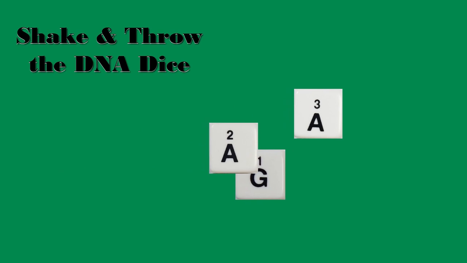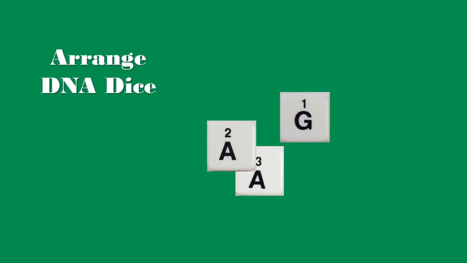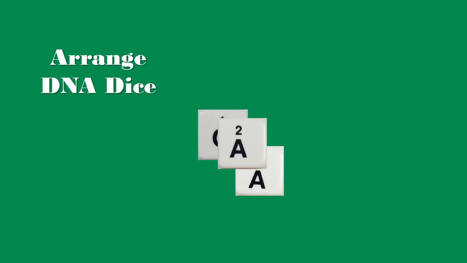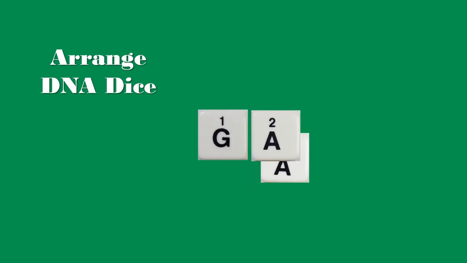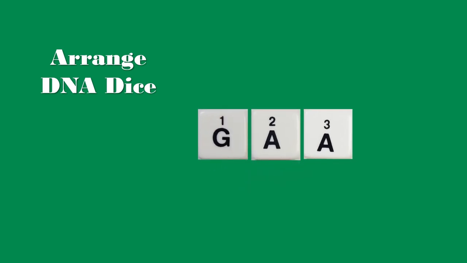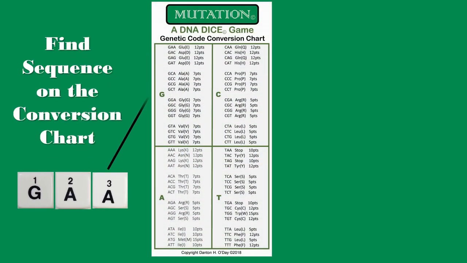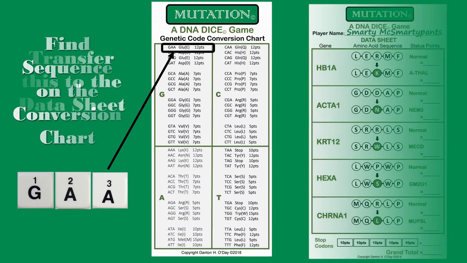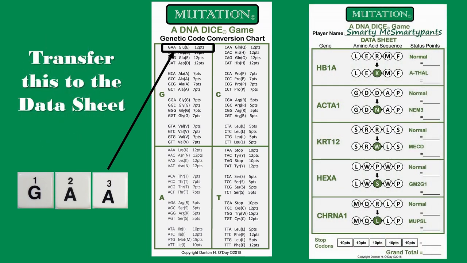So let's play Mutation. Shake and throw the DNA dice. Arrange the DNA dice 1, 2, 3 to form a codon, in this case GAA. Find the sequence GAA on the genetic code conversion chart. GAA codes for glutamine, or E, worth 12 points. Cross E off the datasheet.